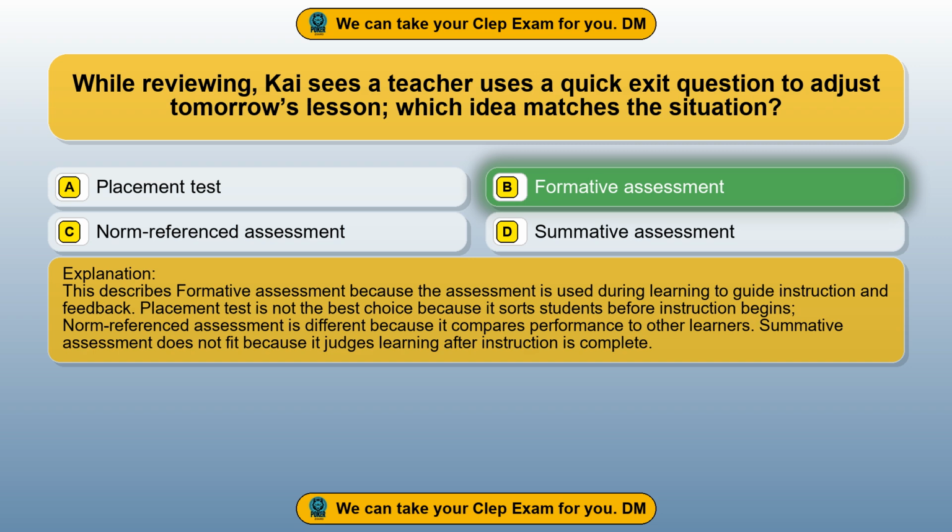Placement test is not the best choice because it sorts students before instruction begins. Norm-referenced assessment is different because it compares performance to other learners. Summative assessment does not fit because it judges learning after instruction is complete.